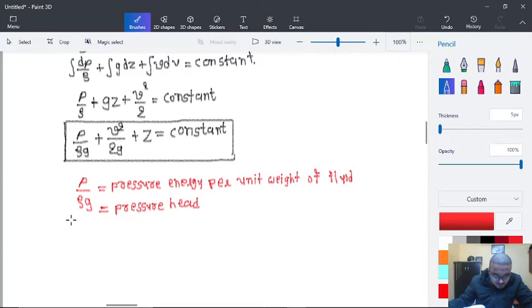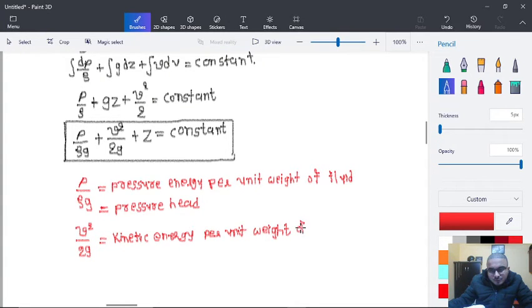Next is V square upon 2G, that is equal to kinetic energy per unit weight of fluid. This is also known as kinetic head.